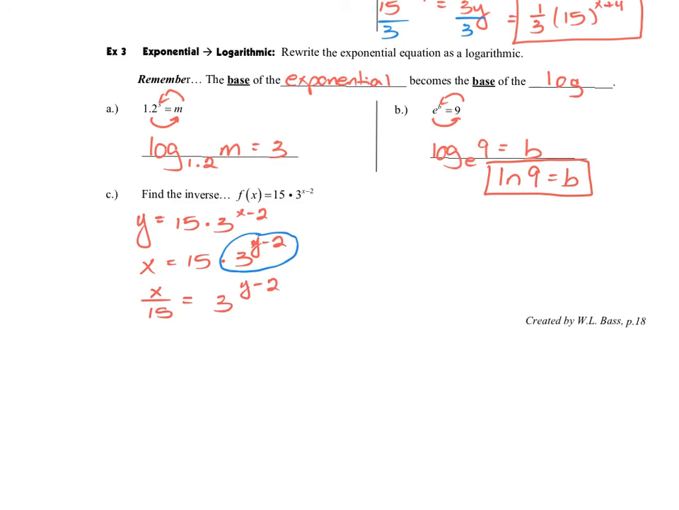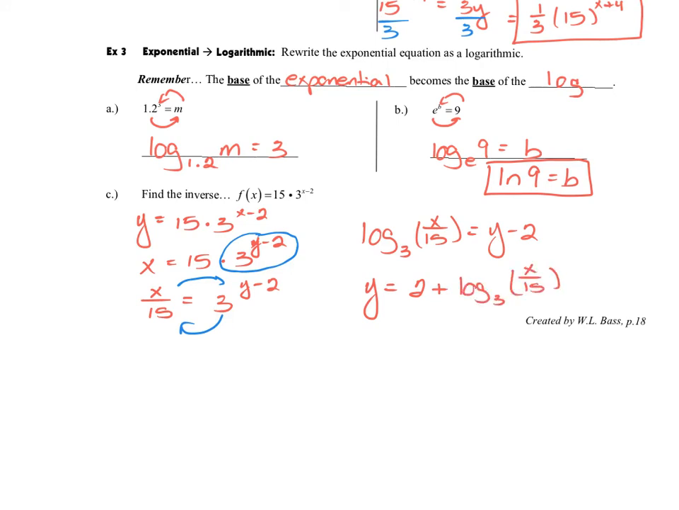Now I can switch to my logarithm. So I always like writing those little arrows in. So I'll end up with log base 3 of this goofy looking x over 15 equals y minus 2. And now I just have to add that 2 to the other side. So I'll end up with my 2 plus log base 3 of x over 15. And that would be our inverse.